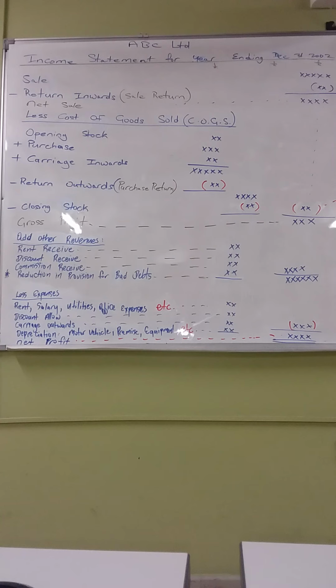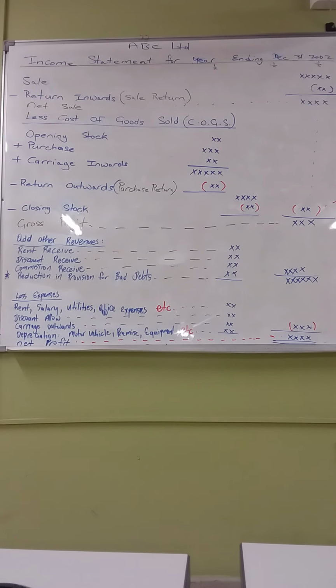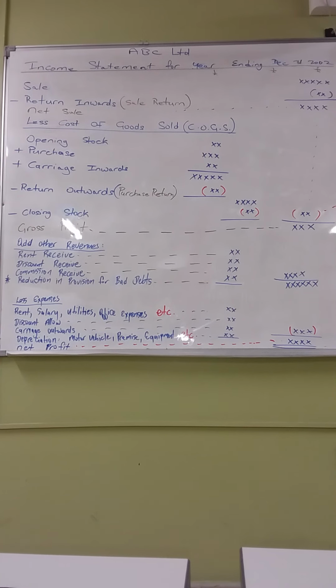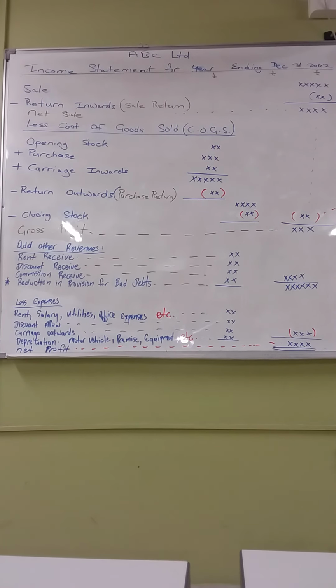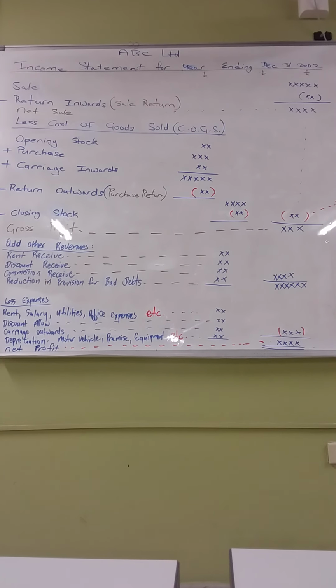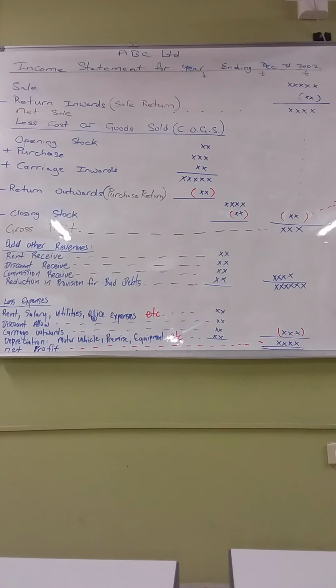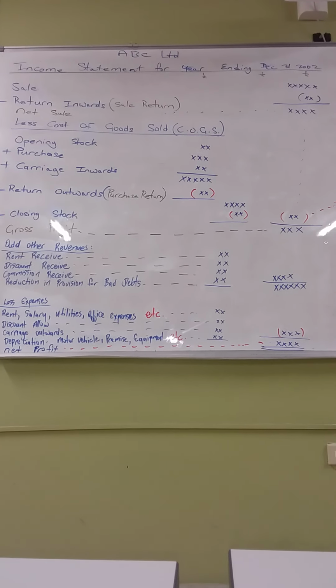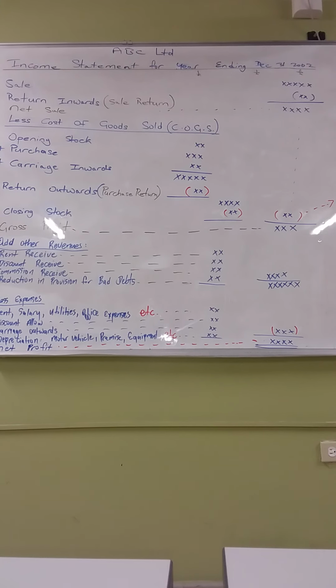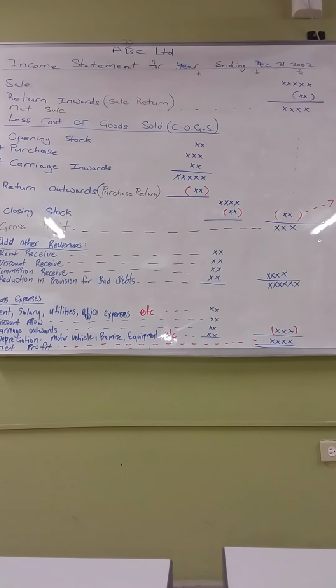We did a video as it relates to bad debts and provision for bad debts. If your provision for bad debts had reduced, meaning there was a reduction in provision for bad debts, it is seen as other revenue, so it would be included there. You add up all of your other revenues: your rent received, discount received, commission received, and reduction in provision for bad debts. Take for example, you got $5,000. You put that total to the right.